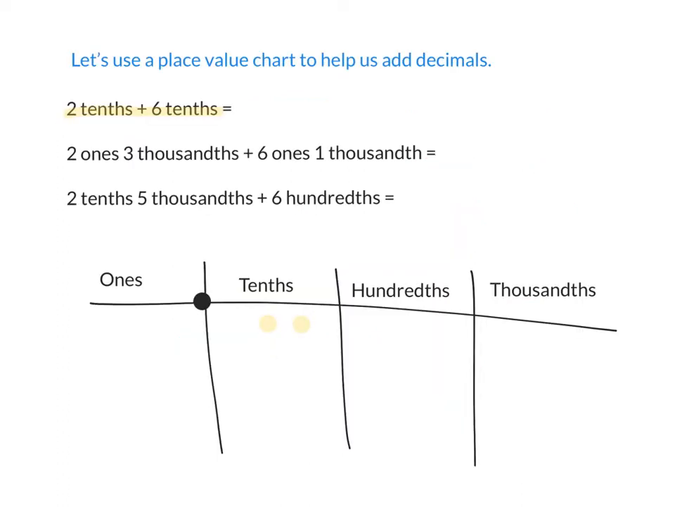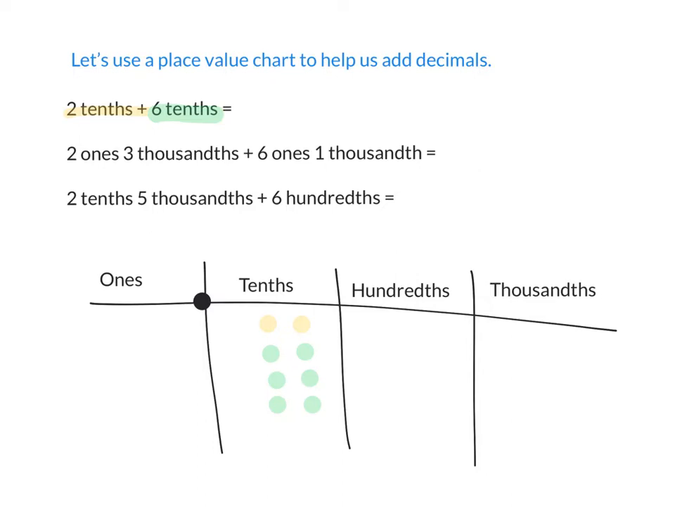Okay, so in my tenths column, I've modeled 2 tenths. Do you agree? Go ahead and model 2 tenths in your tenths column as well. And then my problem tells me I want to add how many more tenths? 6, right? It says 2 tenths, and I'm going to add 6 tenths. So 1, 2, 3, 4, 5, 6.